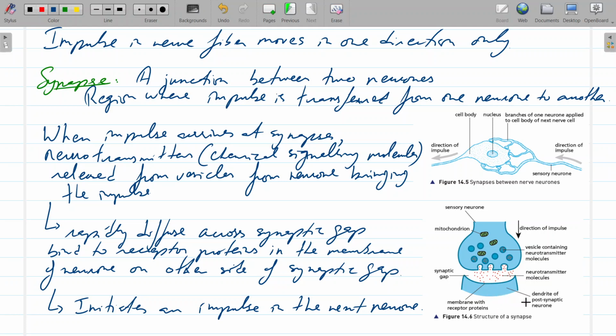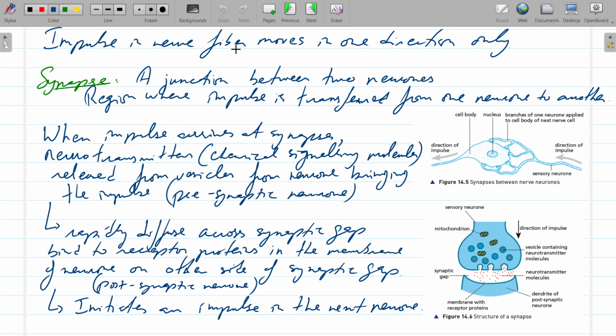Right, there's a term for these. The neuron that's bringing the impulse is called the presynaptic neuron. Pre means before, so before the synapse. And the neuron on the other side, as it's given over here, is called the postsynaptic neuron. Post means after, so the neuron that's after the synapse.